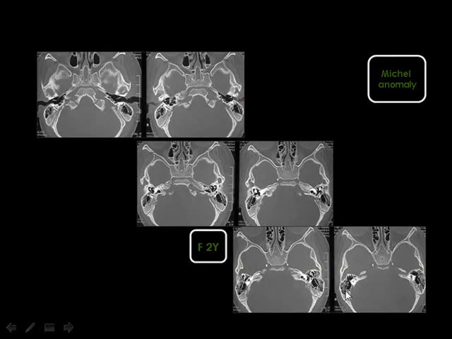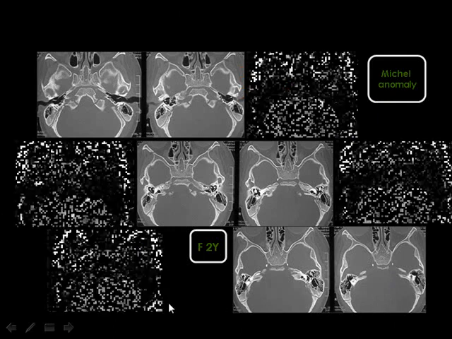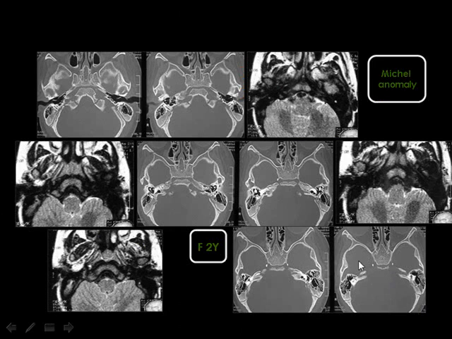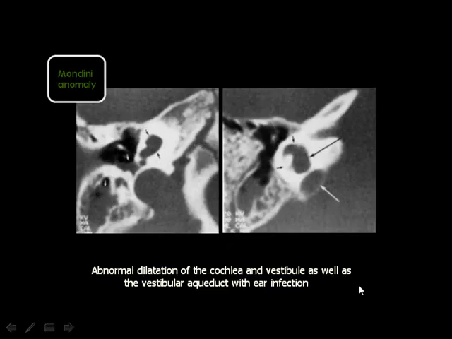This is the Michel anomaly. This is the only case I have met in my life. And this CT scan shows that there are no inner ear structures. In order to confirm that, you may have an MRI, and the MRI is very good for detection of the inner ear and is not good for assessment of the middle ear because of the air. Then you cannot see any trace of any structure of the inner ear. Then this is the Michel anomaly, and here is the Mondini anomaly.